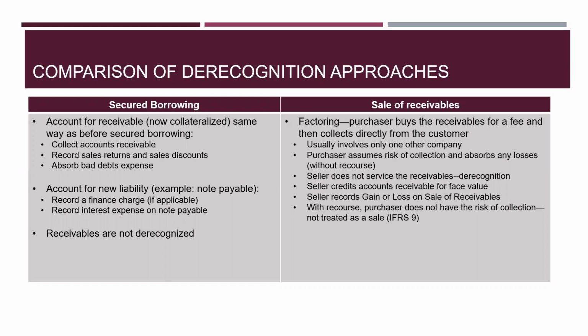So if the seller is giving it up, then the seller is derecognizing that receivable. The buyer is going to take it onto their books and recognize it. Because the buyer is recognizing it on their books, they will have to manage, collect, and take care of that entire process. The seller is going to credit their accounts receivable for face value, and compared to the proceeds they are getting for the sale of the receivable, the difference is their gain or loss on the sale of receivable. With recourse, the purchaser does not have the risk of collections. That is not treated as a sale under IFRS 9.